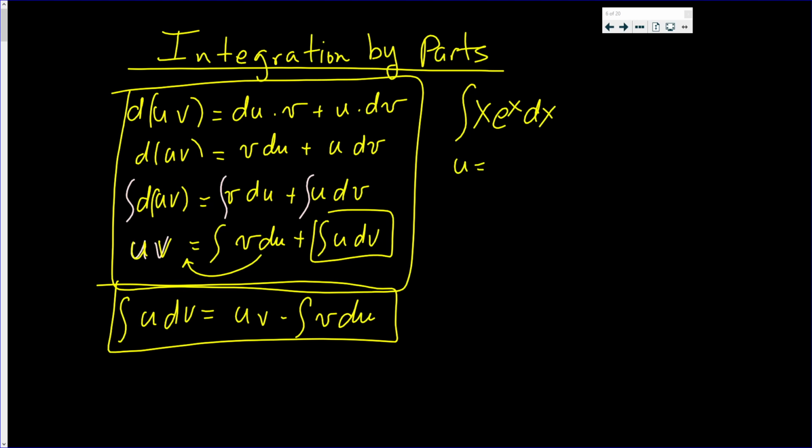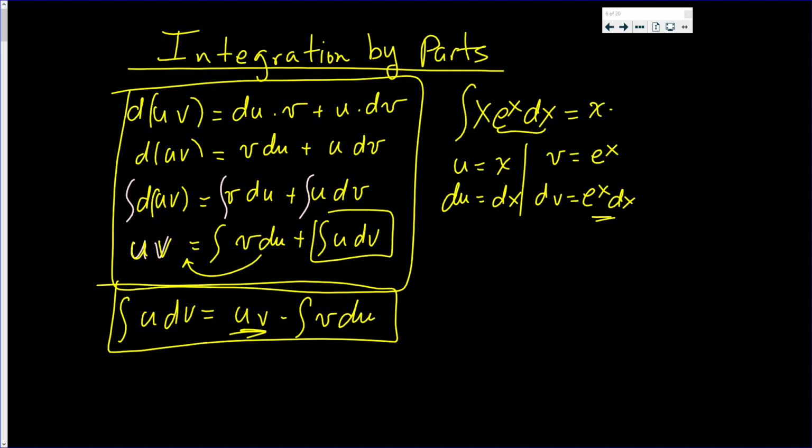So here, I'm going to let u equal x. So that means that dv is everything else, e to the x dx. So du will be just 1 dx, and v, the integral of this, would be just e to the x. So the integral is going to be u times v, I'm copying the formula, u times v, x e to the x, minus the integral of v du.